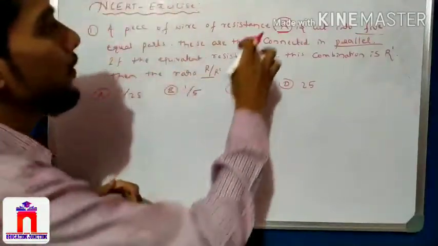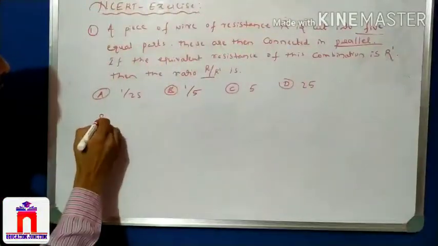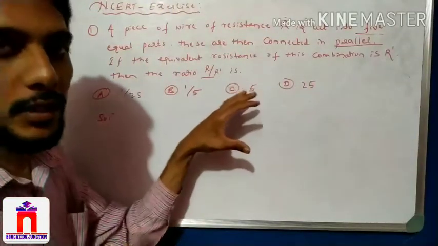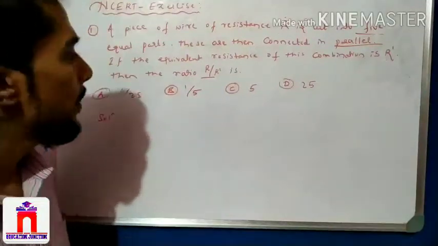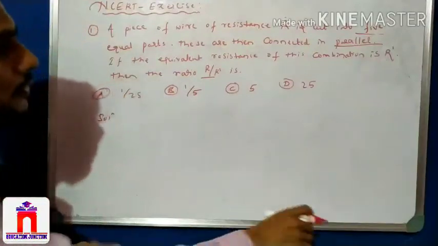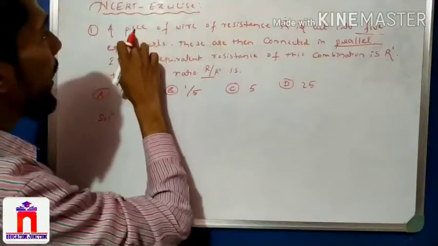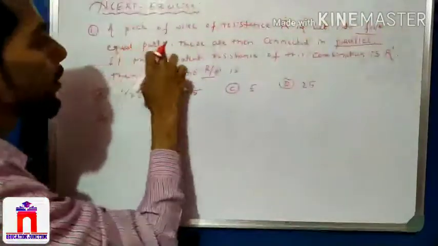Now comes the very important question number 1 from the NCERT exercise. It is actually a multiple choice question, an MCQ, but you have to solve it in rough and then take the answer. The answer may be A, B, C or D, so check which is the correct answer. Here the question is: a piece of wire of resistance R is cut into 5 equal parts.